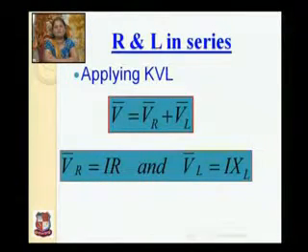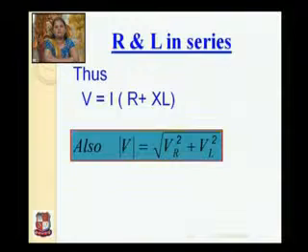And VL is the voltage across inductor. As we discussed earlier, whenever you consider inductor, reactance is present over there and it opposes the flow of current. So VL is equal to I into XL, and XL is the inductive reactance. Thus V is equal to I into R plus XL. I is constant because this is the series circuit.